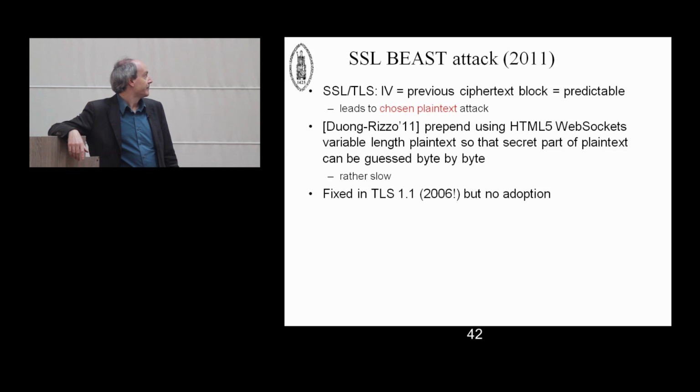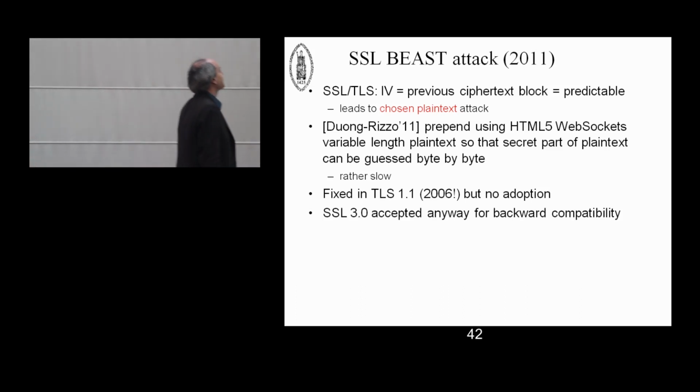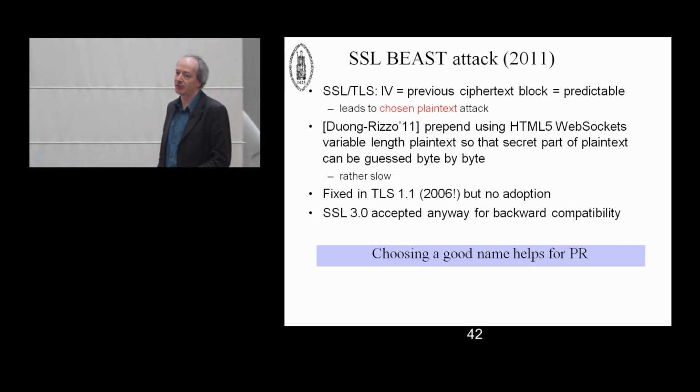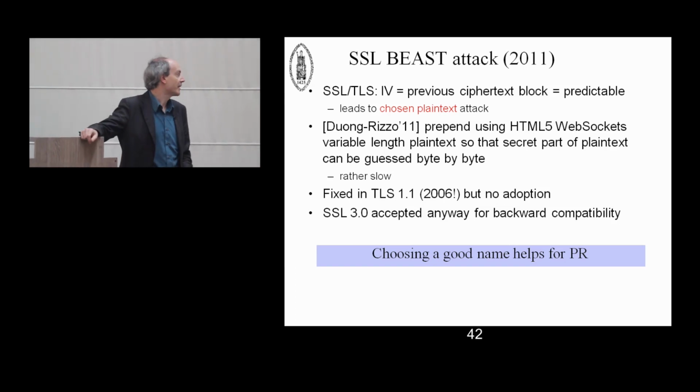And so in fact, the amazing thing is that this attack is no longer possible in TLS 1.1, which was published in 2006. But in 2011, there was almost no adoption anyway, so they could actually launch their attack. But I guess the main lesson learned is choosing a good name helps for your PR. So this is why people who find attacks on SSL try to choose good names.